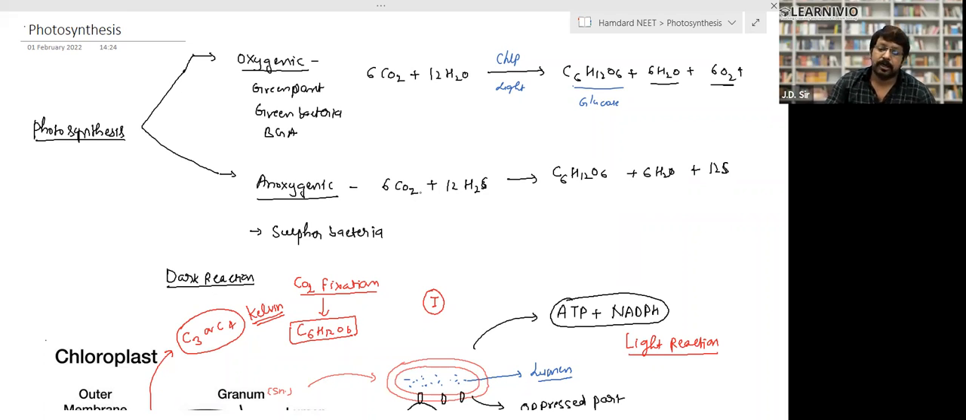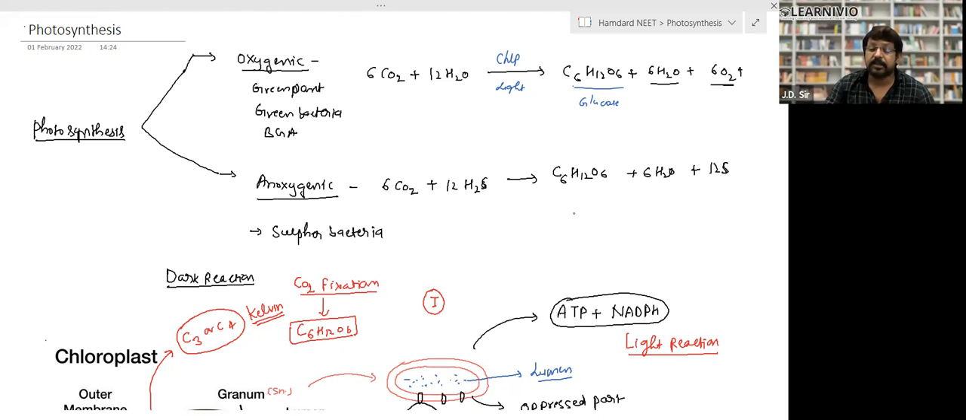So what happened here? In place of water, hydrogen sulfide, H2S, is utilized. In the above reaction, the hydrogen donor was water. In the below reaction, the hydrogen donor is sulfur. Here, the carbon dioxide combines with H2S, then formation of glucose takes place, 6 water molecules are produced, and in place of water, sulfur is produced. This is called anoxygenic photosynthesis, and it takes place in sulfur bacteria.